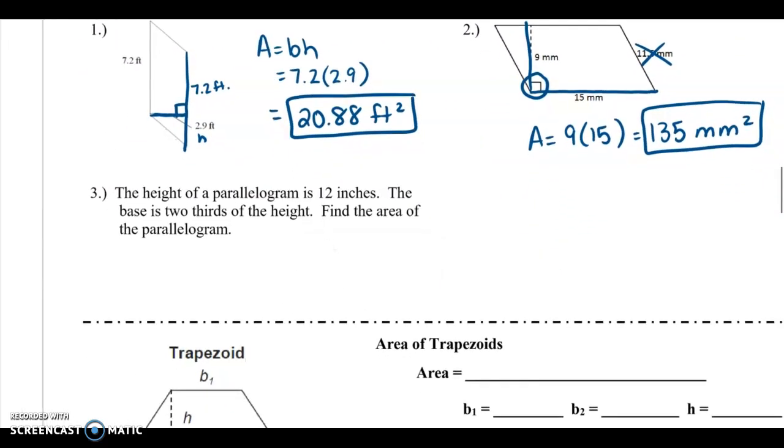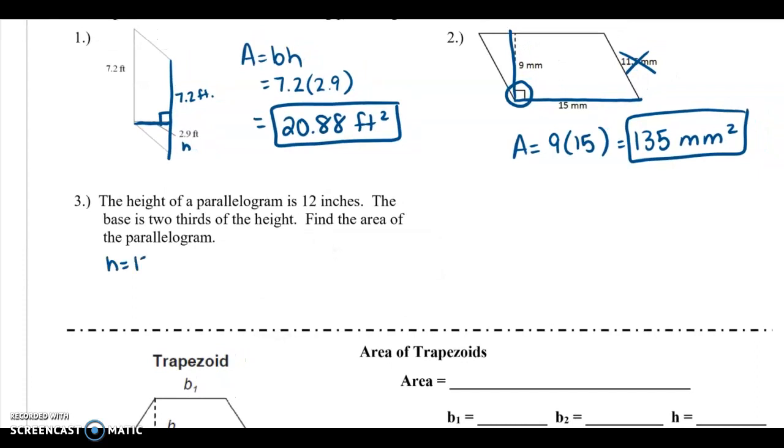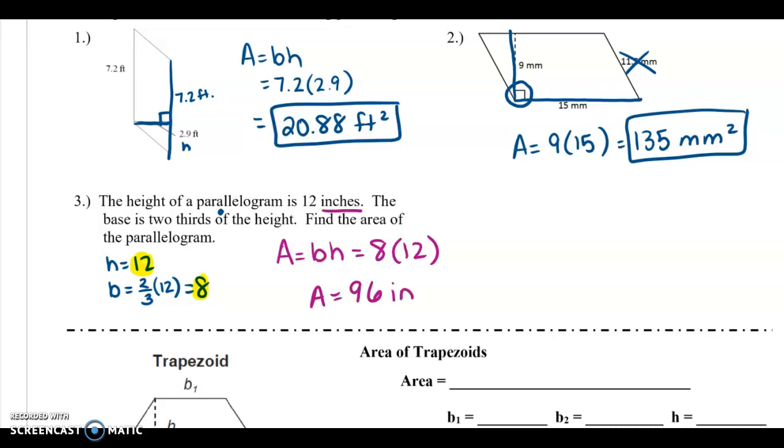Next one, it says the height is 12. So height is 12. The base is 2/3 of the height. So that's 2/3 of, which means multiply, so multiply times the height. If I do 2/3 times 12, my base is 8. So I've got these two measurements of 12 and 8. To find the area, I'm going to do base times height, which is 8 times 12. 8 times 12 gives me the area of 96. So 96 inches squared.